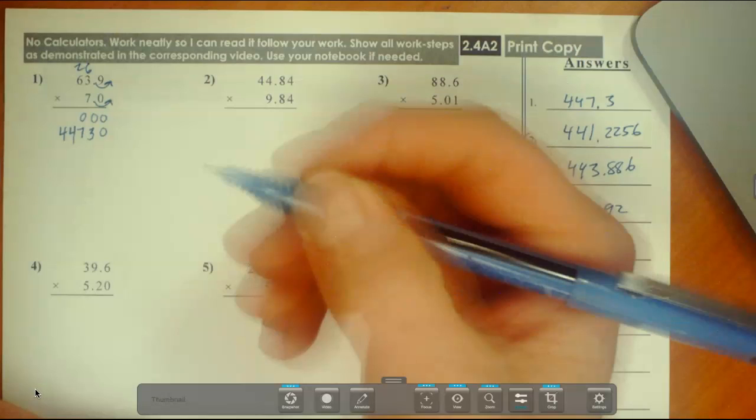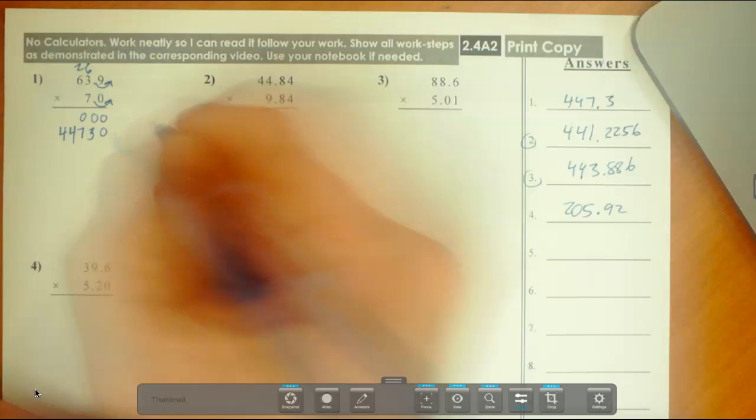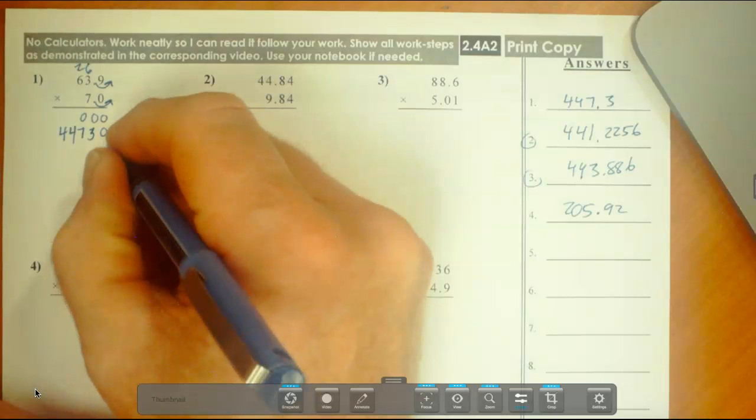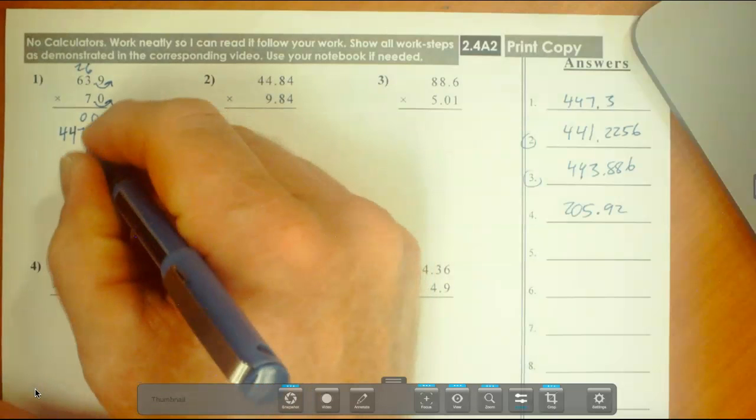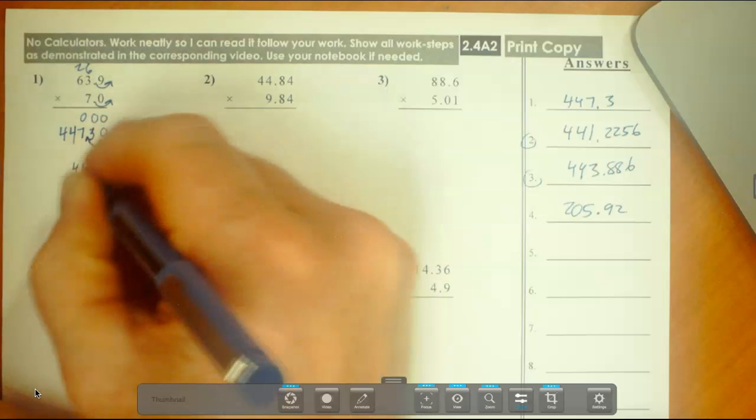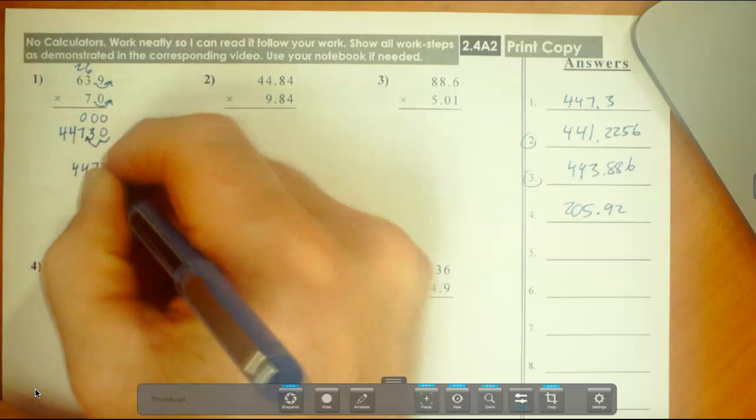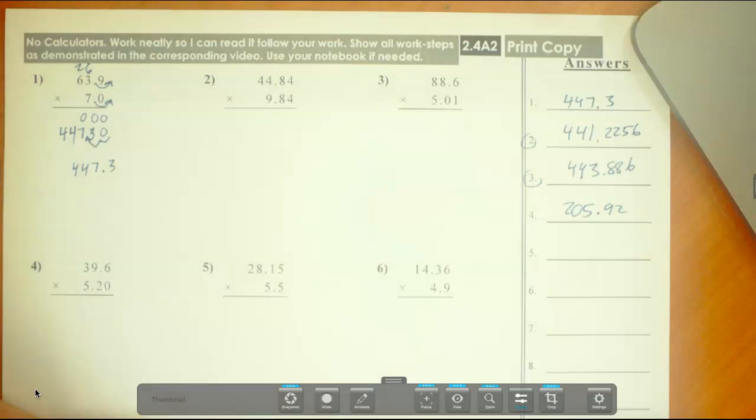So we're going to take our answer and we backed those decimals out. We're going to put them right back in. 1, 2, 447.3. We can drop the 0. You can leave the 0, whatever makes you feel good.